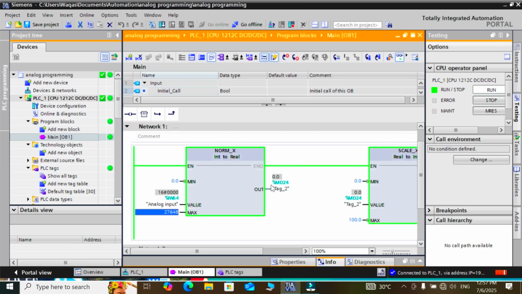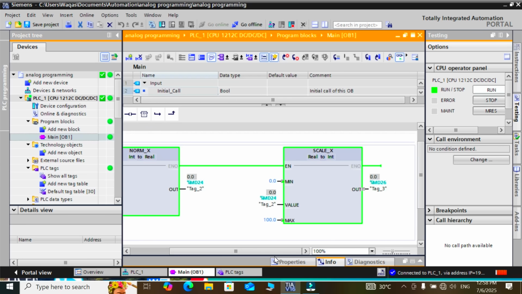On the output side, again we will set a data register, that is MD24. Here we will get the normalized value. The next block is the scaling block, that is called SCALE_X. When we use the normalize block, we get a value between 0 and 1. But in the scaling block, we want to know the actual value, like 0 to 100 degrees Celsius. Suppose that we are using a temperature sensor and we need a 0 to 100 degrees Celsius value. For that purpose, we will use the scale block.